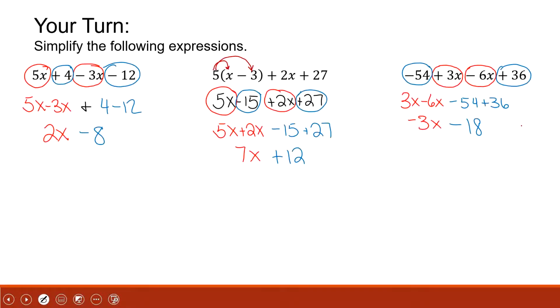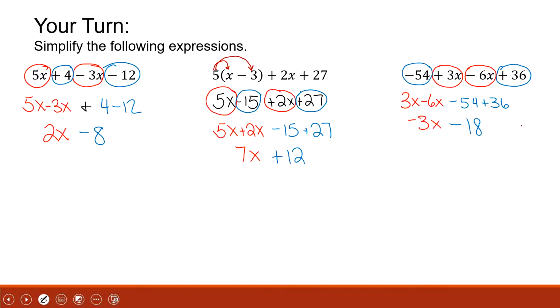Okay, so here are the answers. Hopefully everybody got these right. I circled the different colors. We're going to combine our x's in the first one, combine our numbers. We end up finally with 2x minus 8. In the second example, we distributed the 5 through the parentheses, so I ended up with 5x minus 15 plus 2x plus 27.